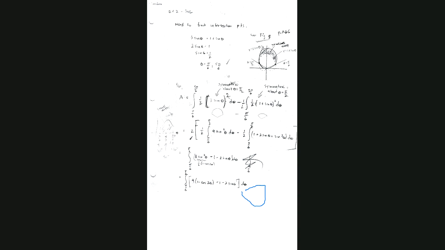All right, let me get to the next page. So this is just algebra from here and integration. When you distribute the 4, you're going to get 4 minus 4 cosine of 2 theta minus 1 minus 2 sine theta. And then you combine like terms. You'll get the integral from pi over 6 of 3 minus 4 cosine 2 theta minus 2 times the sine of theta. And I left the work out in the interest of saving a little time.